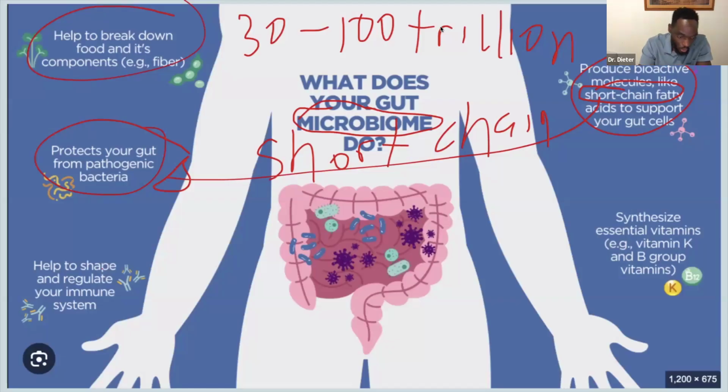The microbiome also helps to shape and regulate, or train, the immune system. You may be surprised to learn that 70% of the body's immune system resides in the gut. The other 30% resides in the bone marrow, the lymphatics, the lymph nodes. And the microbiome, these 30 to 100 trillion microorganisms, their job is to shape and train the immune system to respond in a normal way.